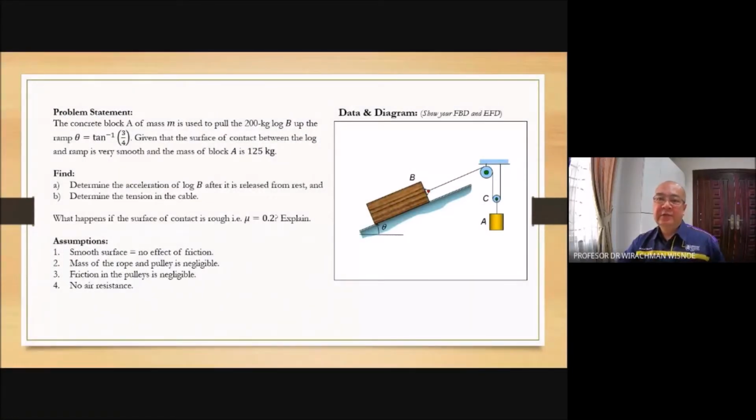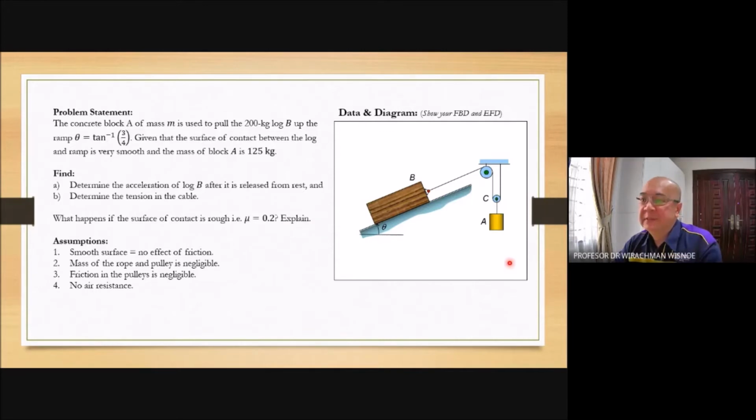The concrete block A of mass m is used to pull the 200 kilogram log B up the ramp theta, arctangent 3/4. Given that the surface of contact between the log and ramp is very smooth and the mass of block A is 125 kilogram, determine the acceleration of log A and B, and determine the tension in the cable. What happens if the surface of contact is rough? For example, mu equal to 0.2.